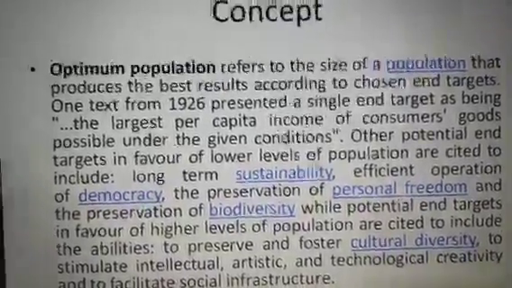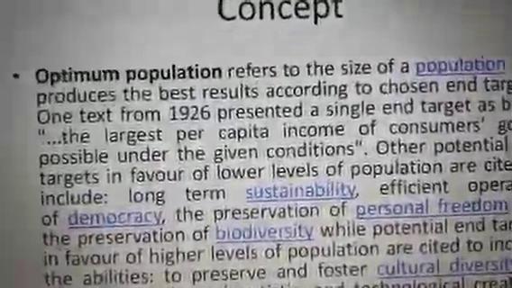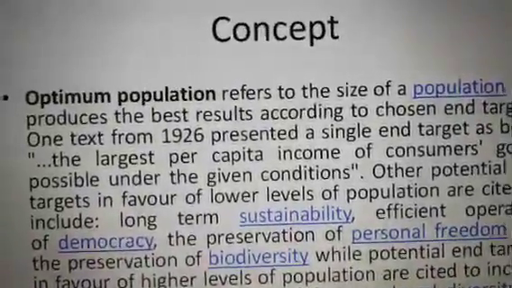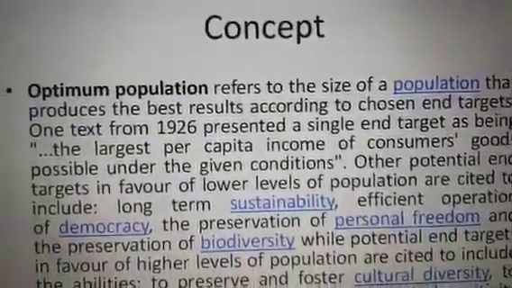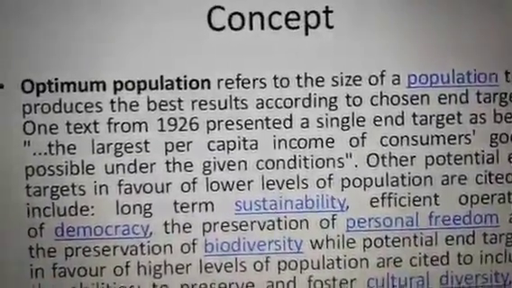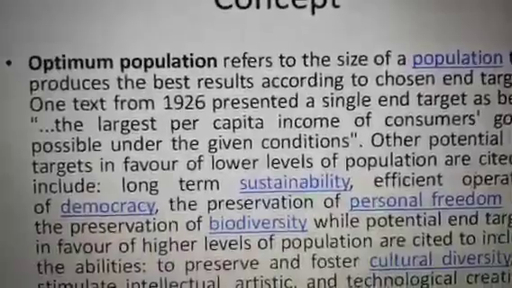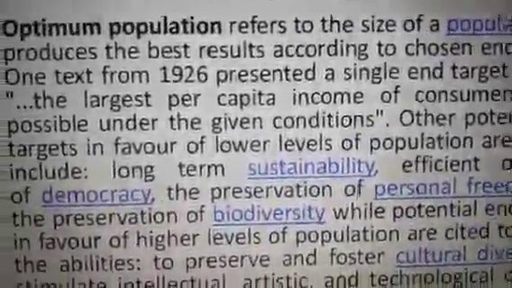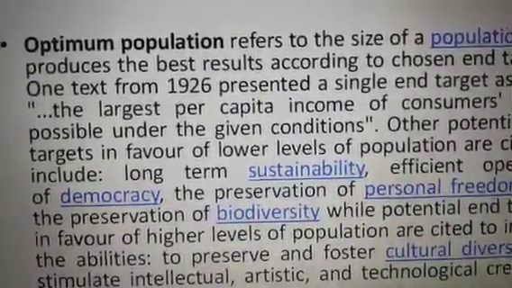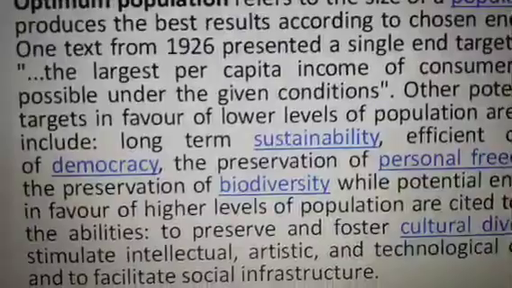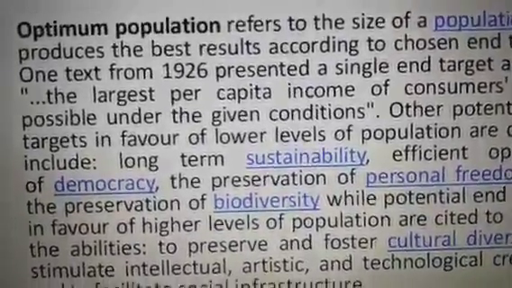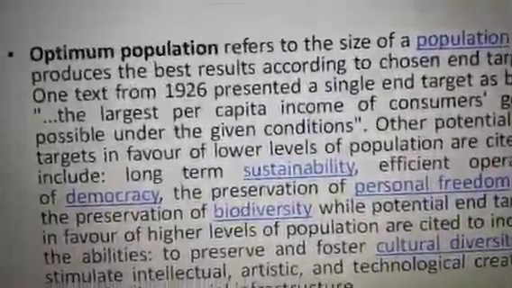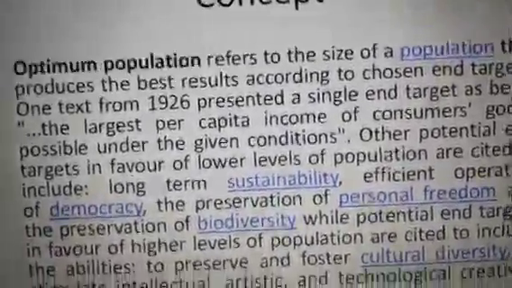And when we introduce this, we may say the conceptual background of this theory is that optimum population refers to the size of population that produces the best results according to chosen targets. And when we talk about one text from 1926, we can say that it is the largest per capita income of consumers goods possible under the given condition. So this you can take in mind. Then what do you mean by optimum population? That is the largest per capita income of consumers goods possible under the given condition. This is the criteria of optimum population.